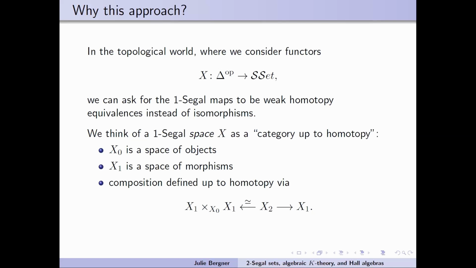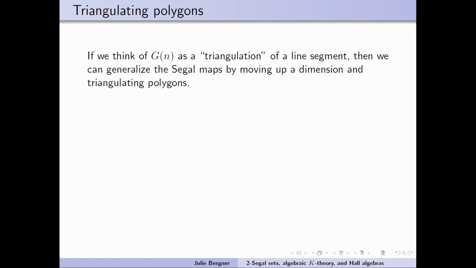You say, all right, well, you get something up here. It's not completely unique, but it's unique up to a contractible space of choices, and then you push it forward, and that's your composition. So it's a weaker notion, but it's still something that behaves a lot like a category. All right, so that's your crash course in one Segal.